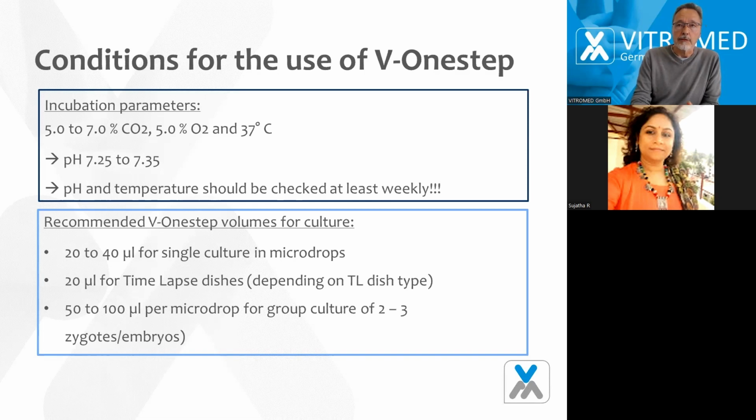And 37 degrees, of course, you need, because human cells always need 37 degrees. So at the end, you should have a pH of 7.25 to 7.35 for the culture of your cells. And what you should do, we come to this point later. The pH and temperature should be checked at least weekly.